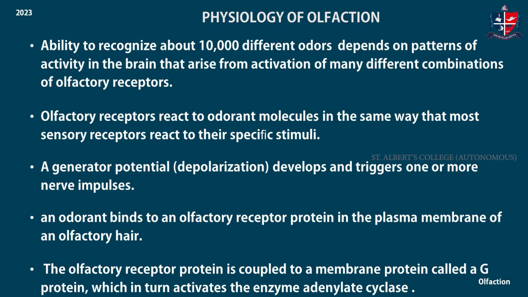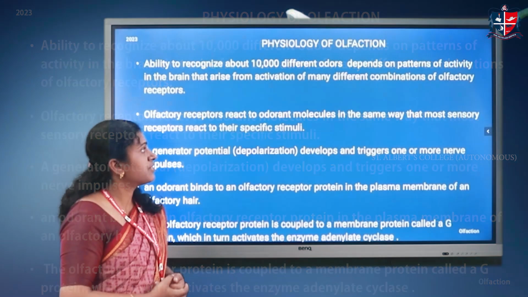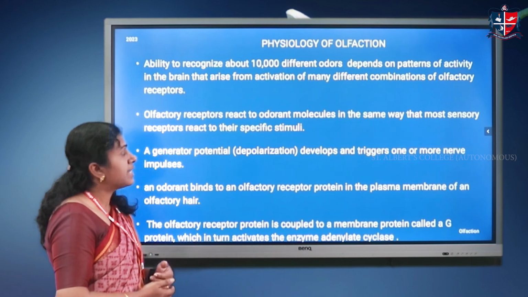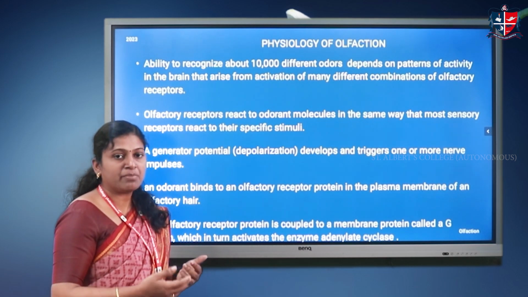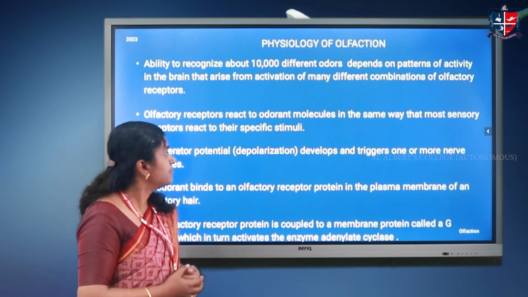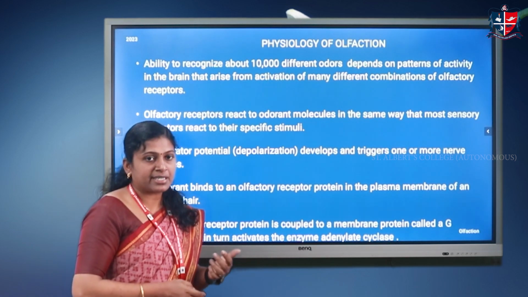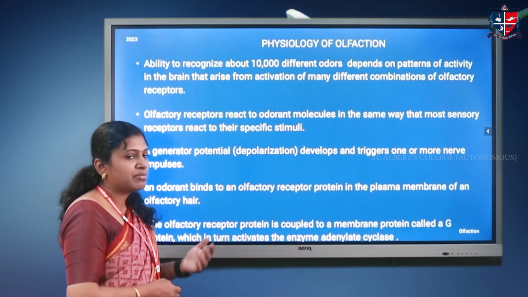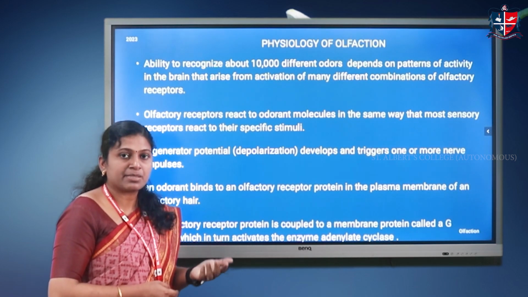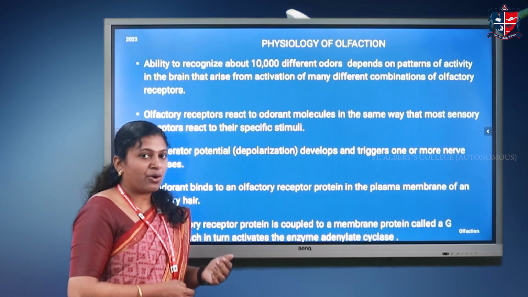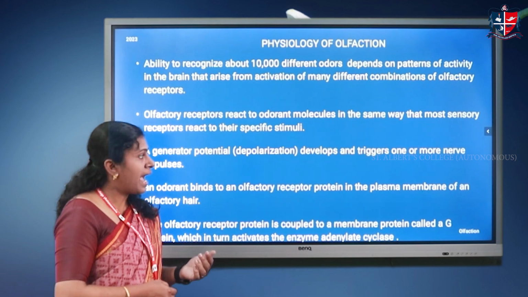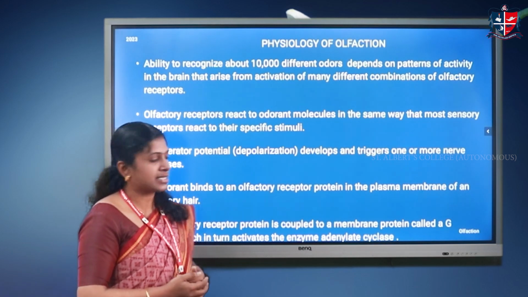Going to the physiology of olfaction, the ability to recognize around 10,000 different odors depends on the patterns of activity in our brain that arise from the activation of a combination of different olfactory receptors. These olfactory receptors react to odorant molecules in the same way as most sensory receptors do with their specific stimuli. All these receptors produce a generator potential which develops and triggers one or more nerve impulses.